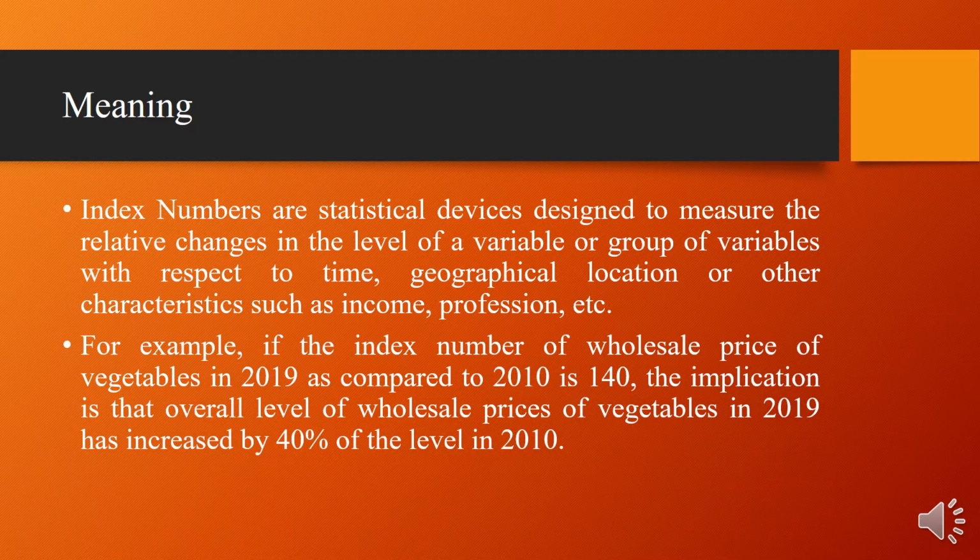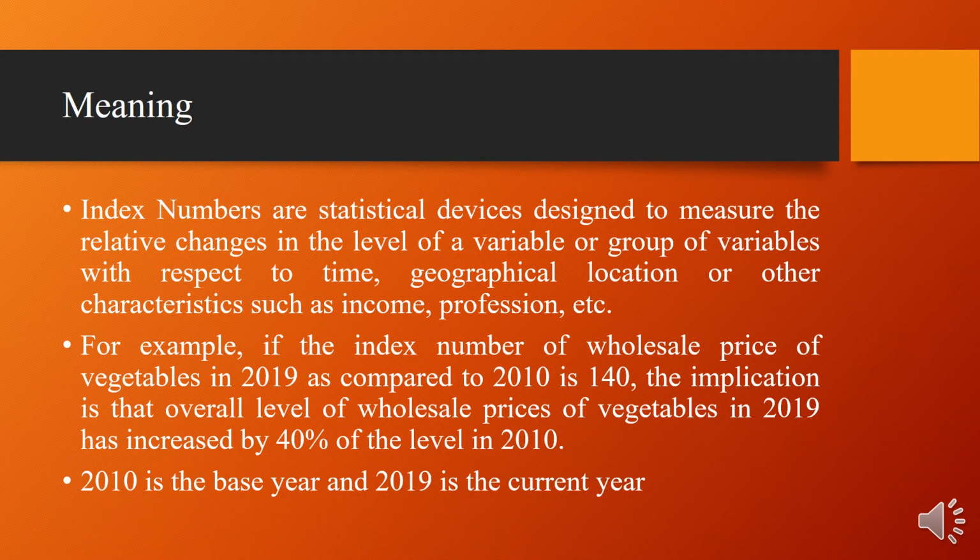For example, if the index number of the wholesale price of vegetables in 2019 as compared to 2010 is 140, this implies that the wholesale price of vegetables in 2019 has increased by 40% of the level in 2010. So when you compare the prices of 2019, the prices have increased by 40%. This is what the use of an index number is. So 2010 in our example is the base year, and 2019 we call the current year.